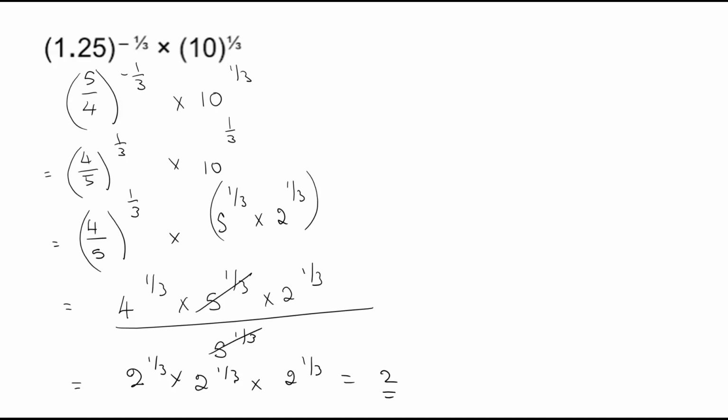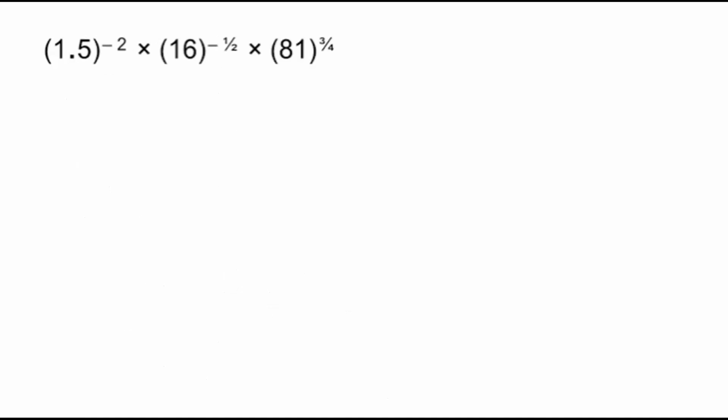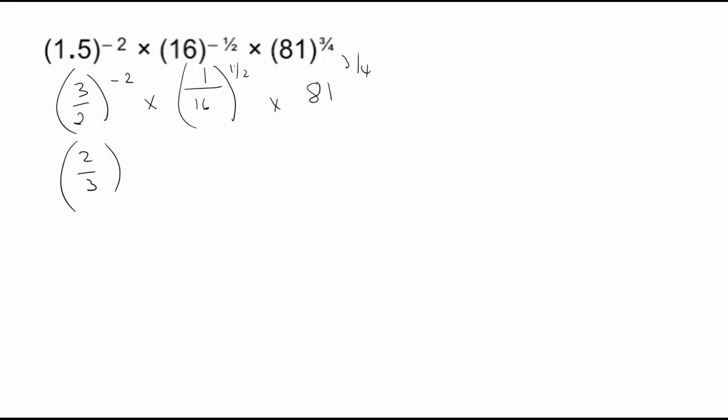Interesting. Okay, next question, number 3. Again, we've got a decimal in it, so we need to change that to a fraction before we can deal with the negative power. The 1.5 is 3 over 2. And we could put that as 1 over 16 to the power of positive a half. I've done it sort of mixed up there. 81 to the power of 3/4. Okay, so now I'm going to flip. I flipped that one already.